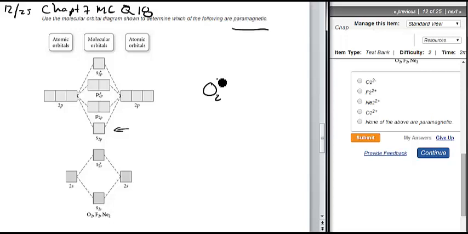So we're looking at O2 2 minus, we're looking at F2 2 plus, we're looking at Ne2 2 plus, and we're looking at O2 2 plus, and then none of the above. So we need to count up the number of electrons in this. So oxygen has 6. There's 2 of them, so that's going to be 12 electrons, but that's 2 minus. So we add 2 more electrons to make that 14 electrons in O2 2 minus.